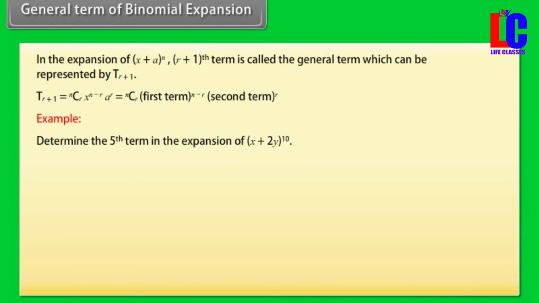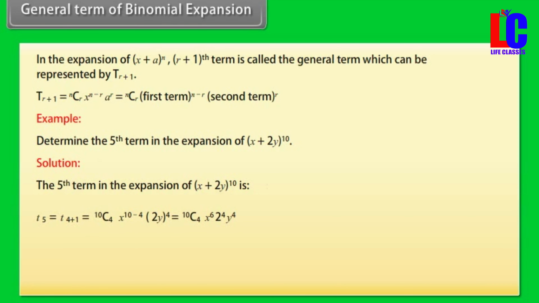Example: determine the 5th term in the expansion of (x + 2y) raised to power 10. Solution: the 5th term in the expansion of (x + 2y) raised to power 10 is given below. 3360 into x raised to power 6 into y raised to power 4.